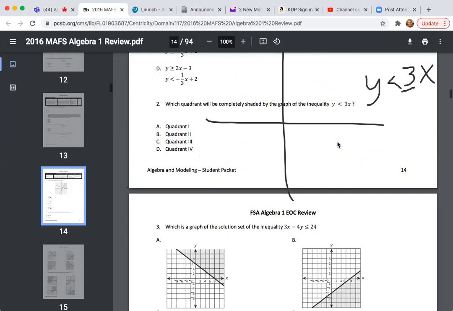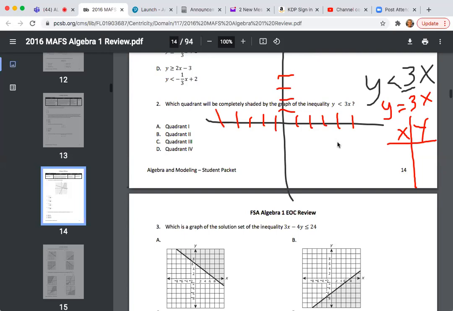By the way, if you're having a hard time graphing this, you can change it into an equation and then use a table to help you graph this. When you're graphing with the table, pick a few values for x, plug them into the equation, find the corresponding y value and graph the problem.